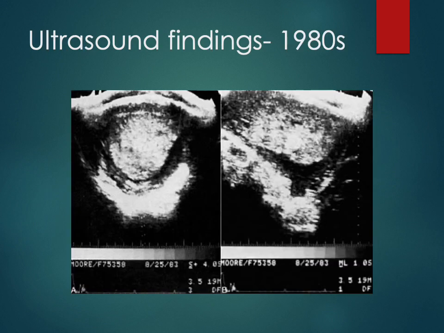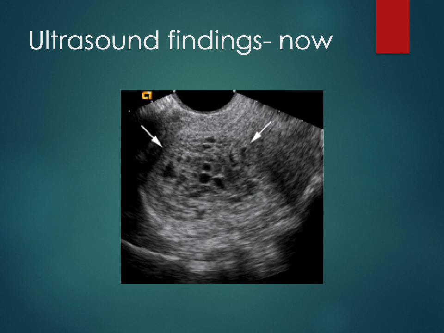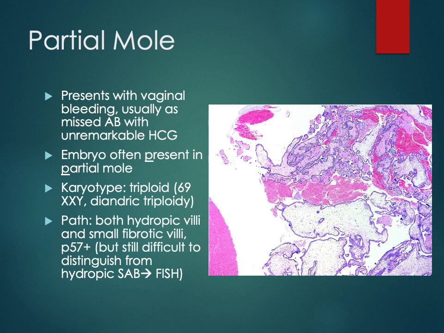Ultrasound findings. So this actually does look like a snowstorm because this was when the term was coined back in the 80s. But now what we see are these sort of cystic, hydropic looking lesions within your ultrasound image. Partial moles also can present with vaginal bleeding, usually as a missed abortion, with unremarkable HCG, usually not nearly as high as what you see with complete moles. An embryo is often present.